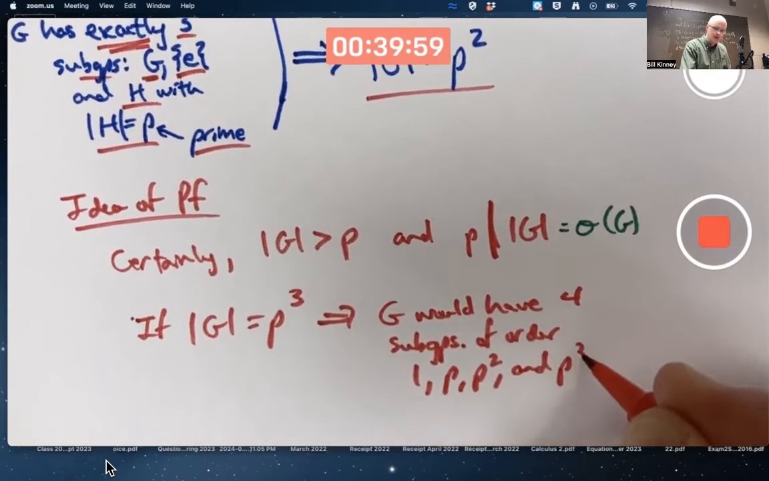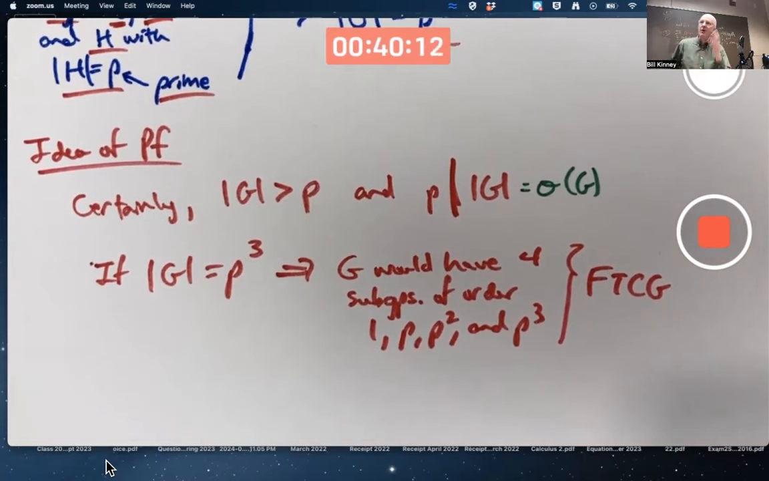And you could give the same kind of argument if G had order P to the 4th, P to the 5th. If G had order P to the 5th, there'd be 6 subgroups of orders 1, P, P squared, P cubed, P to the 4th, and P to the 5th. In general, you could give a full proof saying if G had order P to the K, where K is greater than or equal to 3, you're going to have more than 3 subgroups.